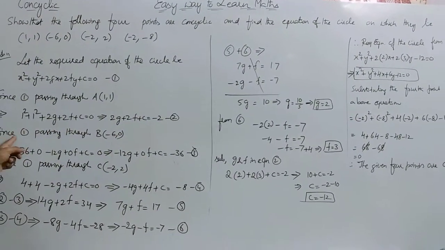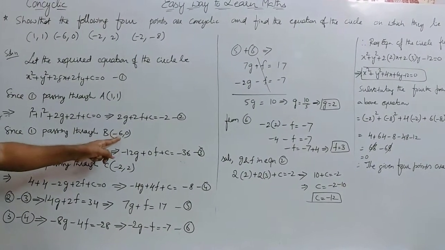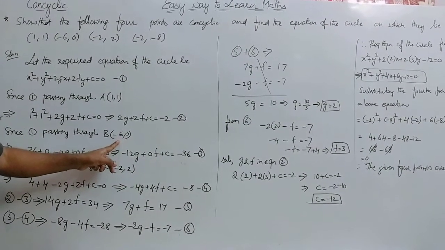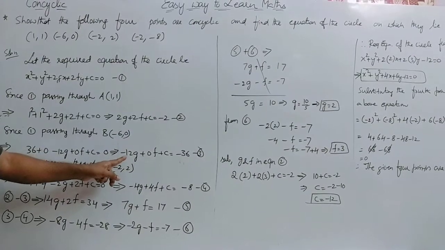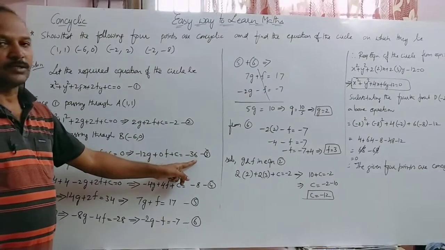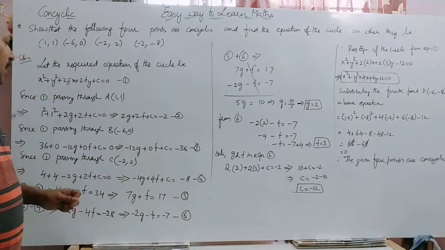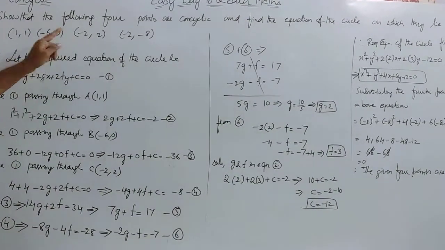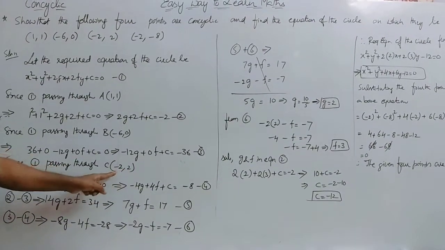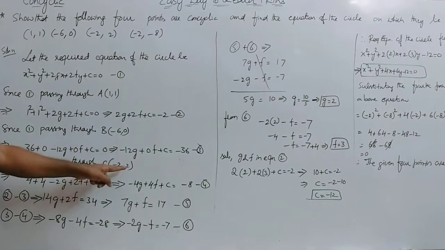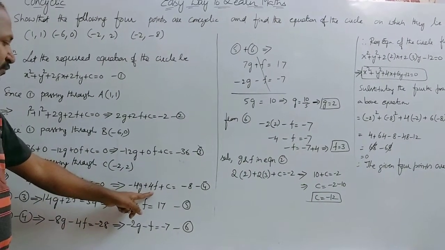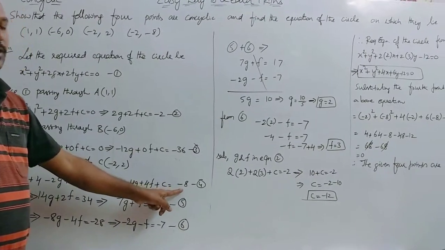Similarly, it is also passing through the point B(-6,0). That is, in place of x we have to substitute minus 6 and in place of y we have to substitute 0. So that it becomes minus 12g plus 0f plus c is equal to minus 36, which is equation 3. Again, it is passing through the third point C(-2,2), so in place of x we have to substitute minus 2 and in place of y we have to substitute 2. It becomes minus 4g plus 4f plus c is equal to minus 8.